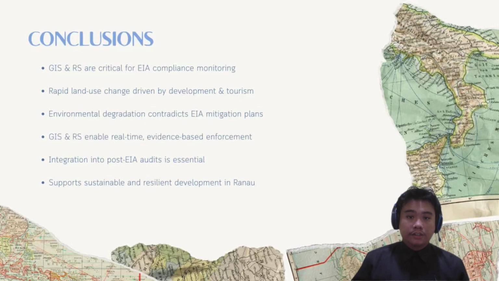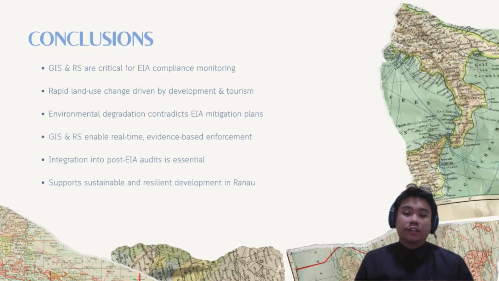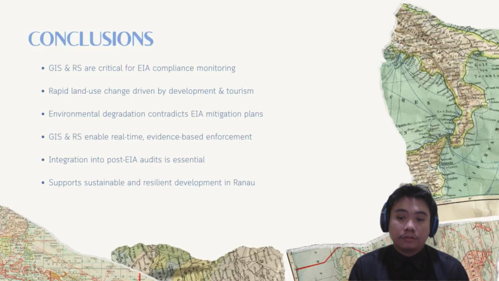So in conclusion, this study highlights the importance of GIS and remote sensing in monitoring land use change and EIA compliance in the ecologically sensitive Ranau district. So rapid development and tourism have driven significant forest loss, leading to soil erosion, increased runoff, and river sedimentation, which contradict approved EIA mitigation measures.